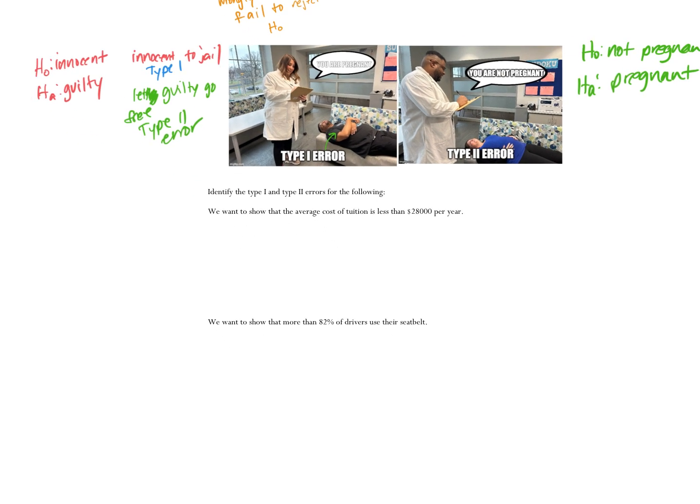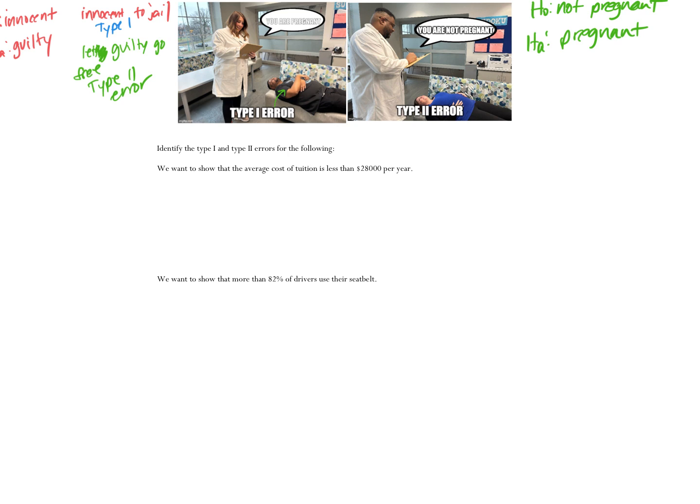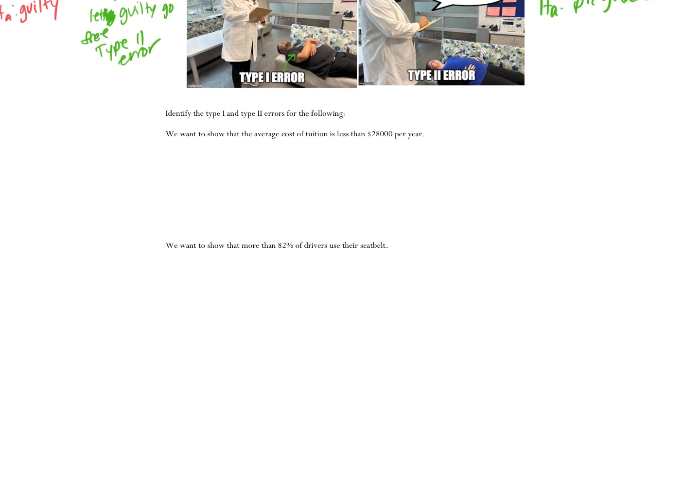So for each of the following, if we want to show that the average, describe a type 1 and a type 2 error. Before you can do those, these are also a really good practice for us to practice writing our hypotheses. So if we want to show that the average cost of tuition is less than $28,000, since the claim is strictly less than, it'll go in the alternative, and my null will be greater than or equal to 28,000.